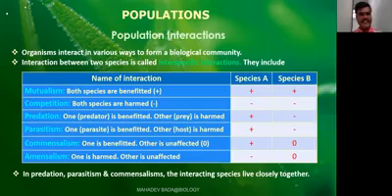Another type of interaction that we are going to study is commensalism. One is benefited and the other is unaffected, not affected. It is indicated with 0, neither benefited nor affected. The benefited one is indicated with the plus sign. Another type of interaction is amensalism. One is harmed, that is indicated with the minus sign, and the other one is unaffected, that is indicated with 0, neither benefited nor harmed. In predation, parasitism, commensalism, the interacting species live closely together. So let us see one by one.